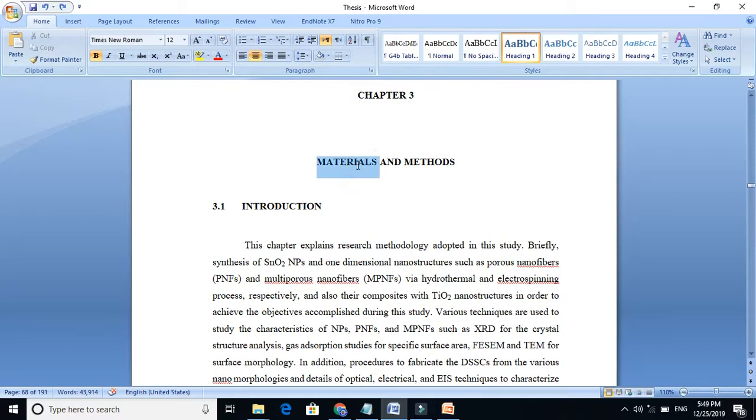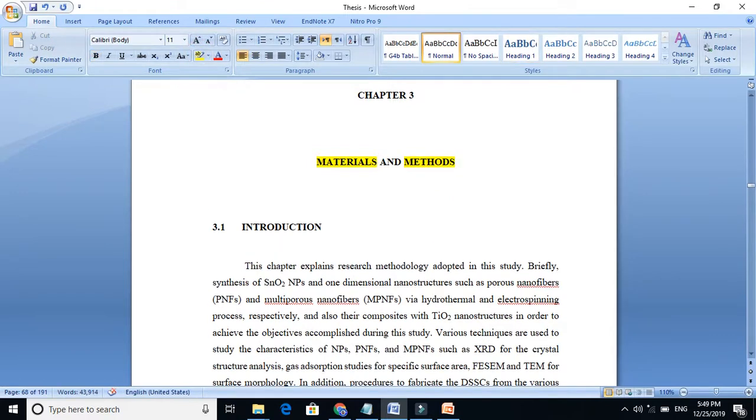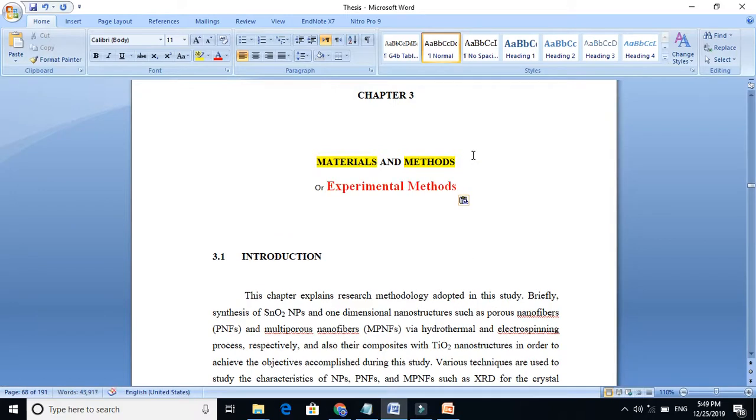And materials also means that when you are using a method, for example the electrospinning method, the hydrothermal method, or any solution processable method, for that method you need materials. So one is material here, and another is method. You need materials for that. Sometimes people also call this chapter experimental methods. So it is also fine, experimental methods.